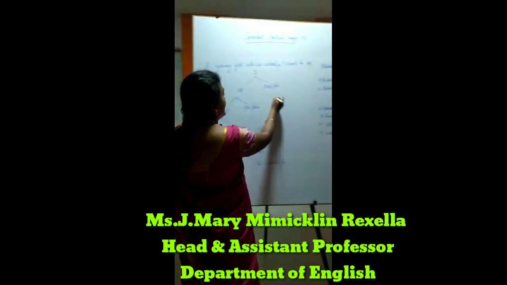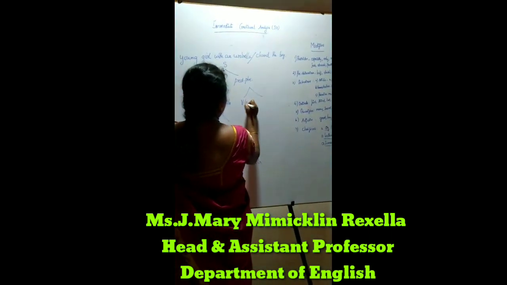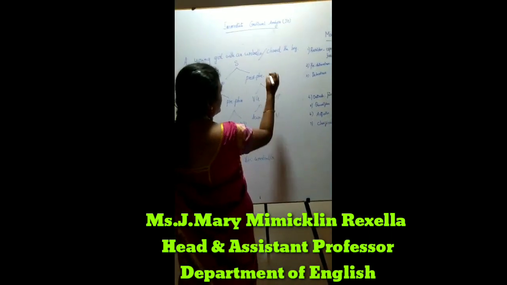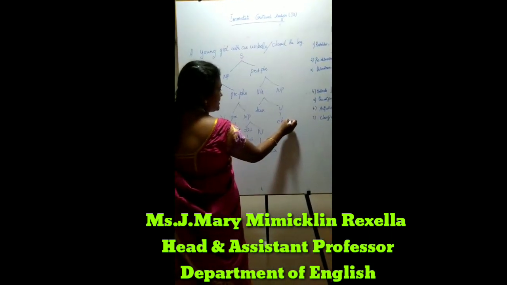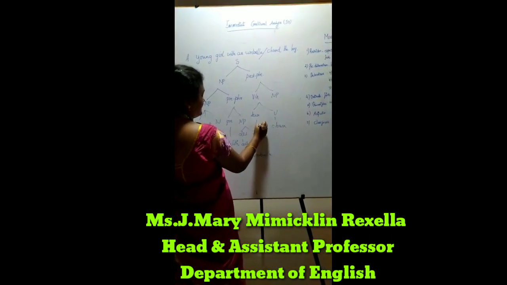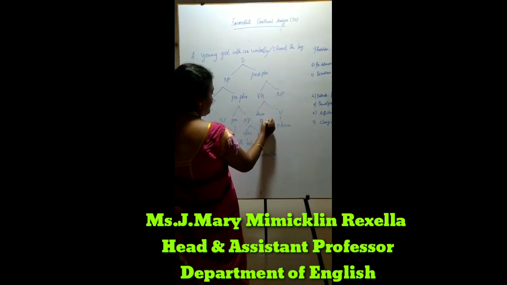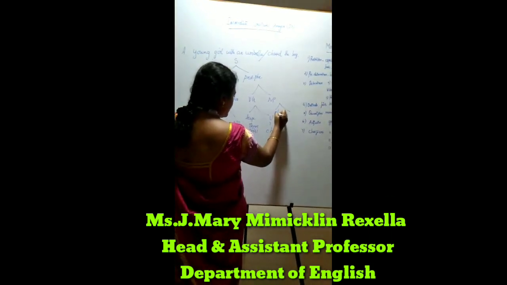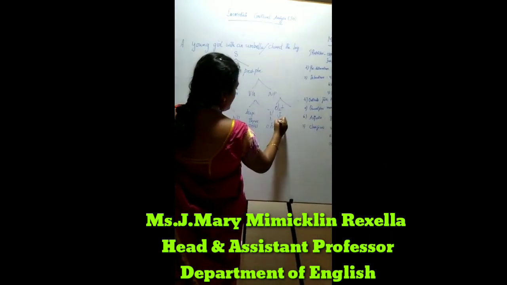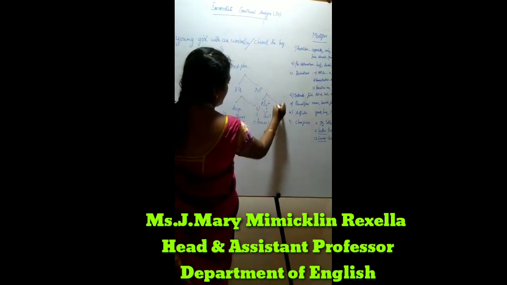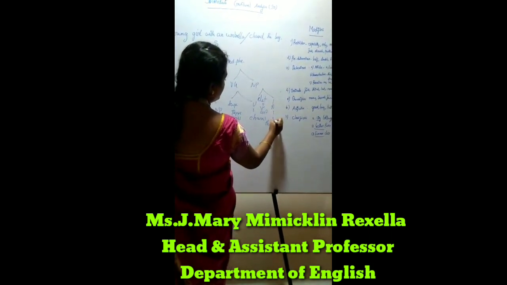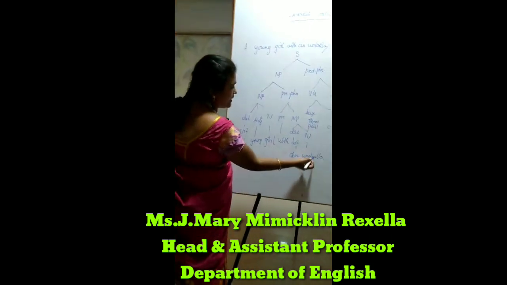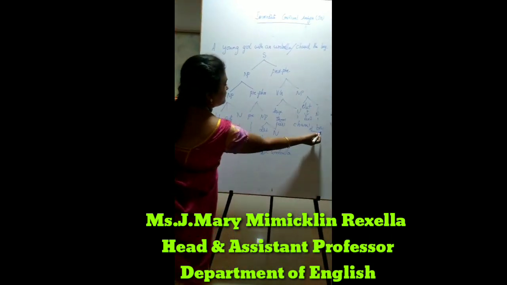The second part of the predicate phrase is the verbal group and the noun phrase. The verbal group is auxiliary and main verb. The main verb here is chase and the auxiliary is past tense, that is, past. When you come to the noun phrase, the determiner article is the, and the noun, head word, is boy. So, a young girl with an umbrella chased the boy.